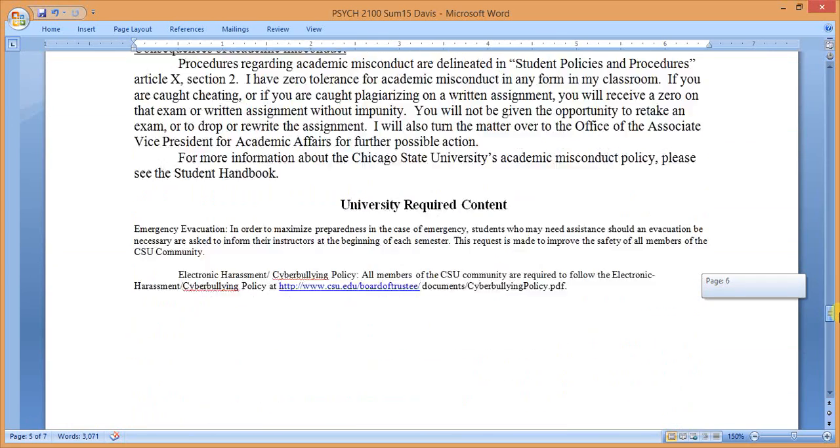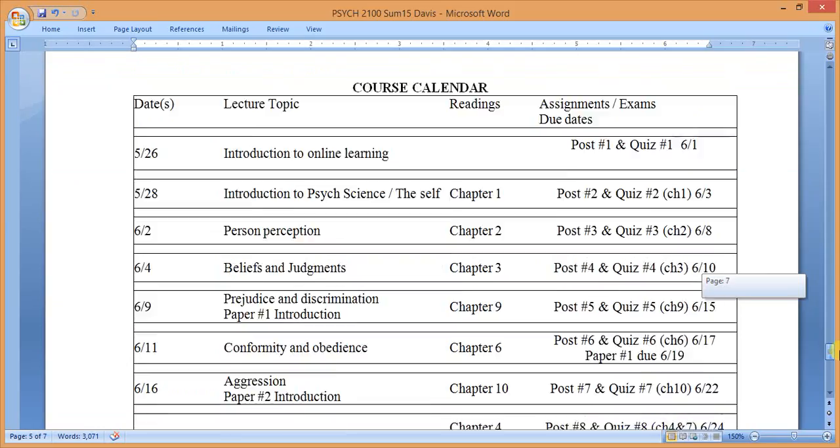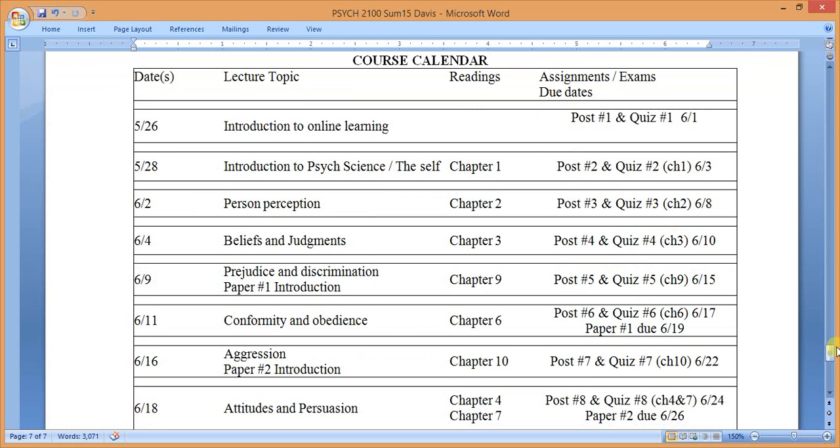So there's some more stuff there. We'll just skip over that. So this is the course calendar. Again, we're starting on a weekly schedule. So today is the Introduction to Online Learning. On Thursday, we will have the Introduction to Psych Science and the Self. And we'll continue on. And all the due dates are listed here.